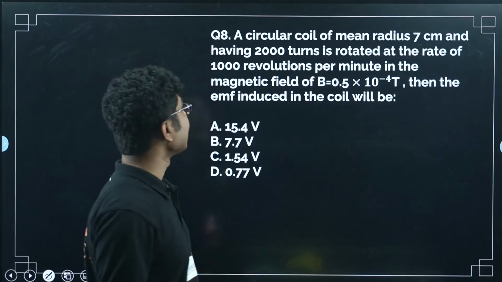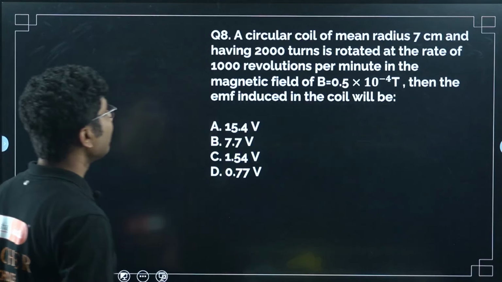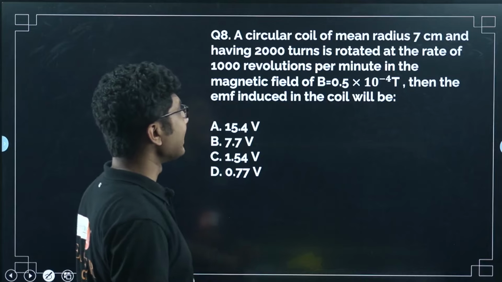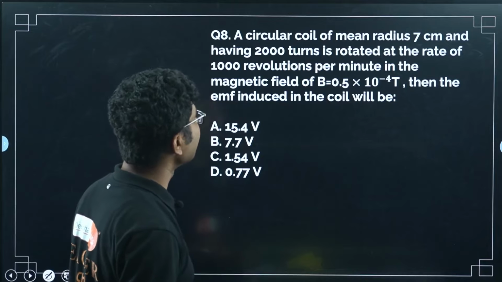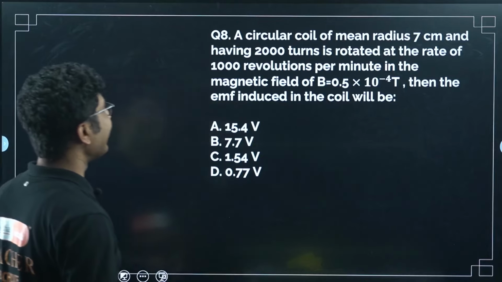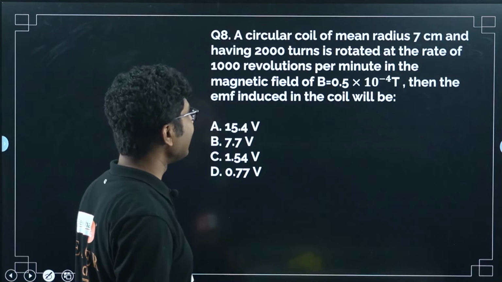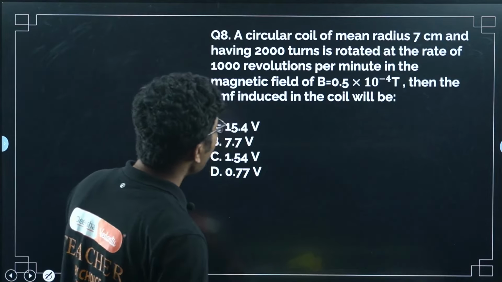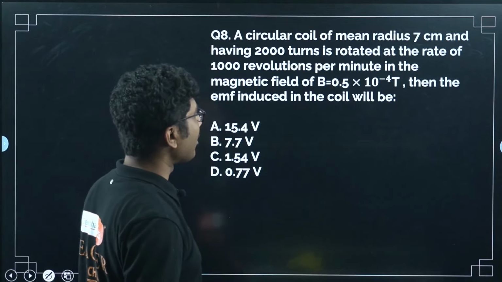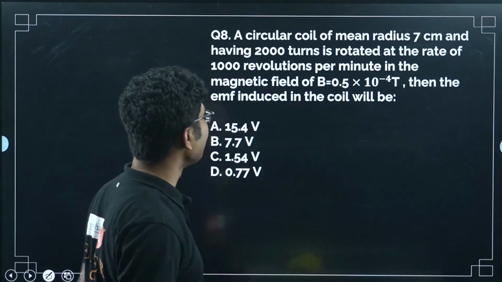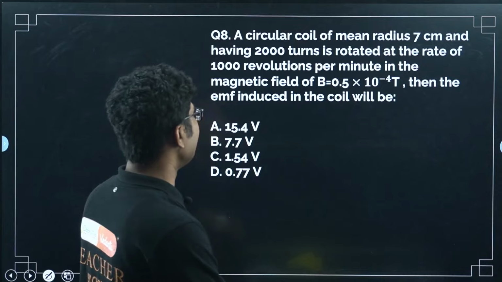Now let's move on to the next question. A circular coil of mean radius 7 centimeter and having 2000 turns is rotated at the rate of 1000 revolutions per minute in the magnetic field of B equals 0.5 times 10 to the power of minus 4 Tesla. Then the EMF induced in the coil will be.